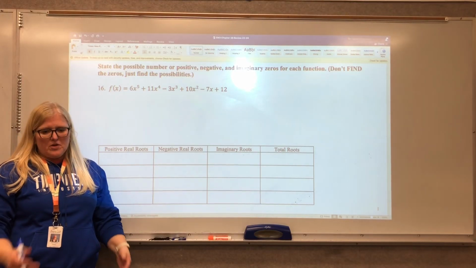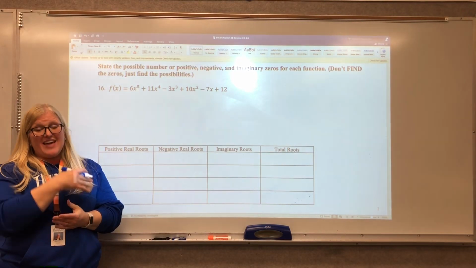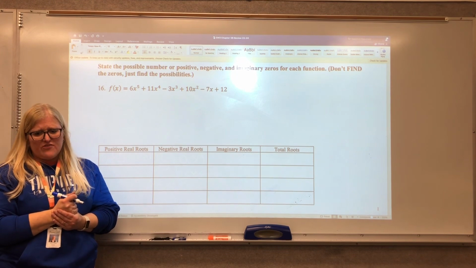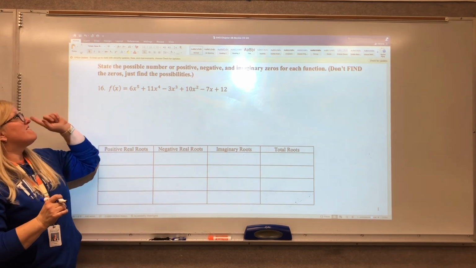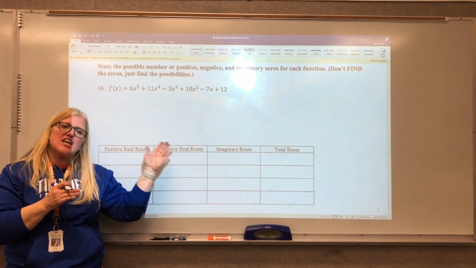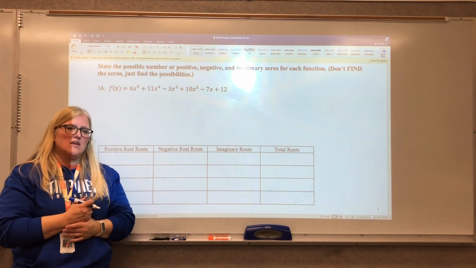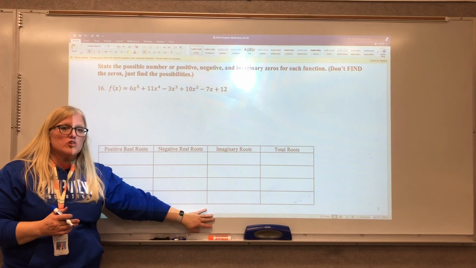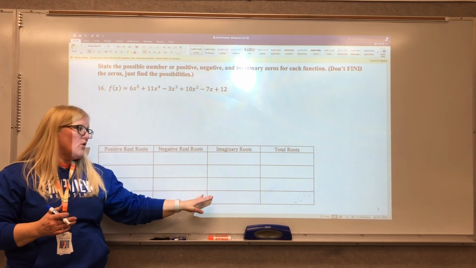State the possible number of positive, negative, and imaginary zeros for each function. Don't find the zeros, just find the possibilities. This is Descartes' rule of signs. Okay, I gave you a table. You may not necessarily use the whole thing.